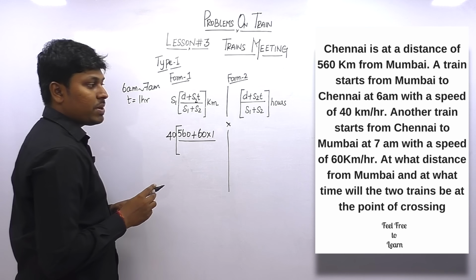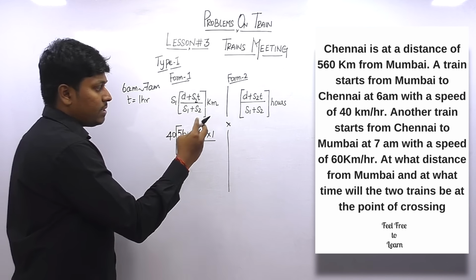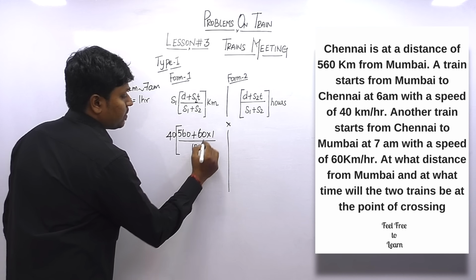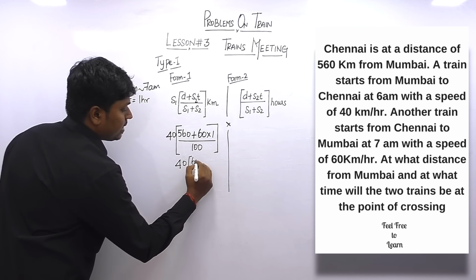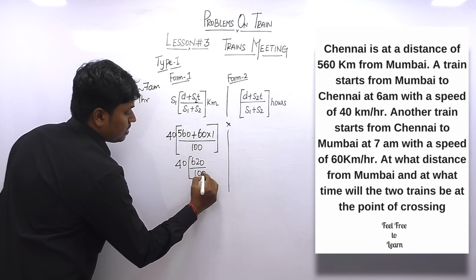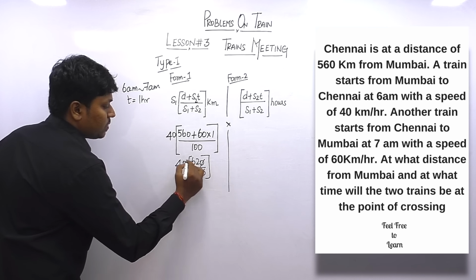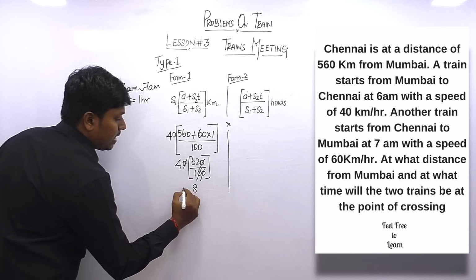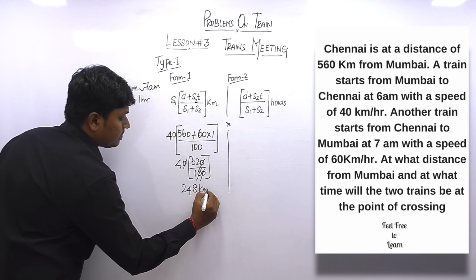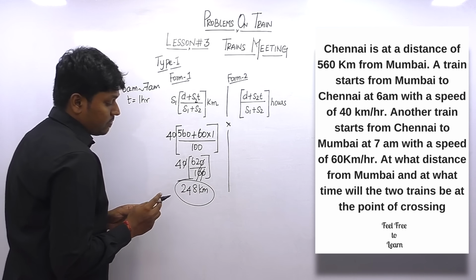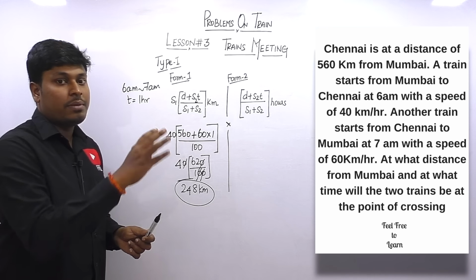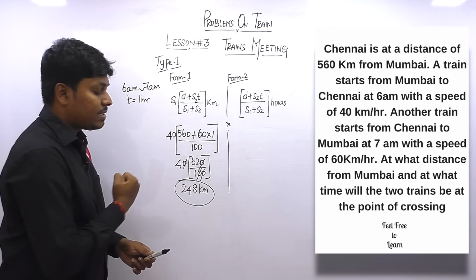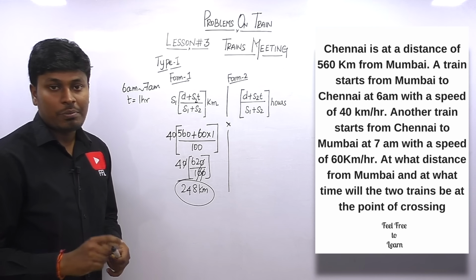So divided by S1 plus S2. So first train will be 40, second train will be 60. So S1 plus S2 will be 100. So 40... this will be 620 divided by 100. So we can cancel 0, 0 here. So 4 into 2 will be 8, 248 kilometer. So finally answer for this question, they are asking at what distance from Mumbai both the trains meet. So finally we can say that answer is 248 kilometer.